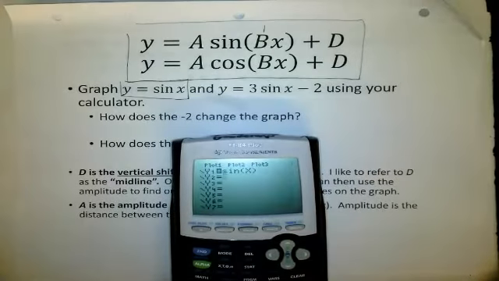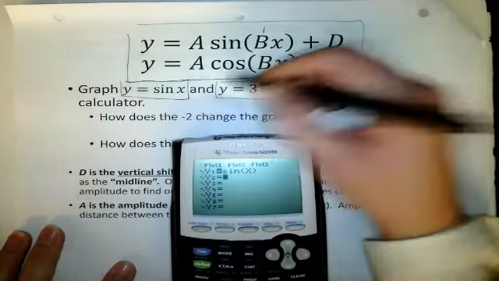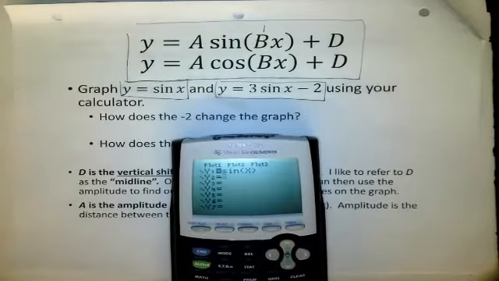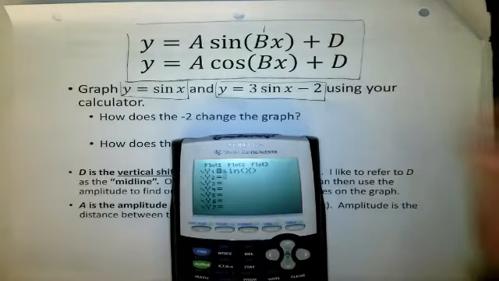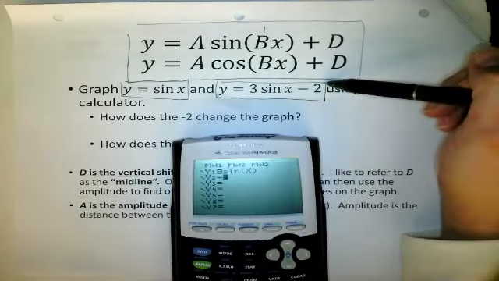Y equals sine of x into y1. And before you graph anything, I want you to predict what it's going to look like. So what does sine of x look like? Middle, high, middle, low, middle. Okay. So, what do you think? What do you think this -2 is going to do to that sine curve?